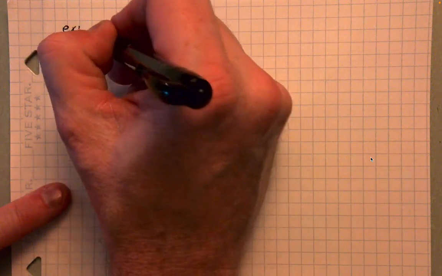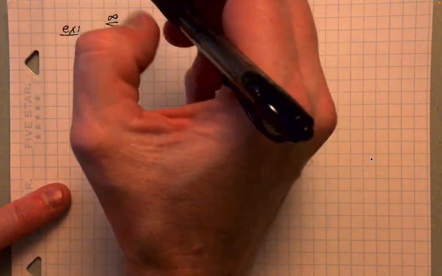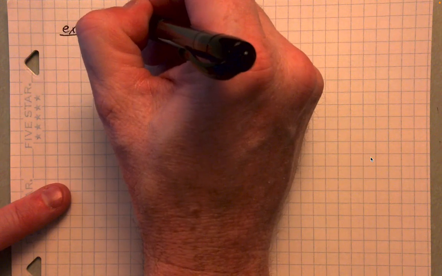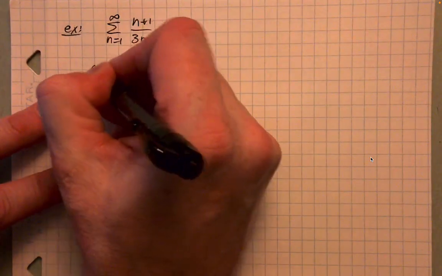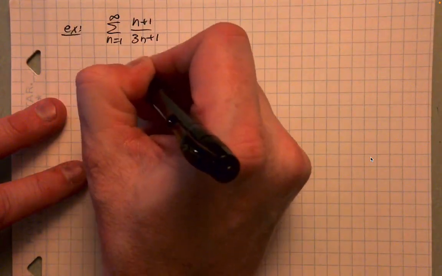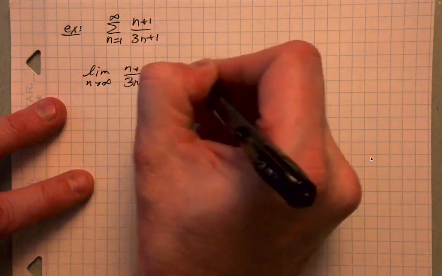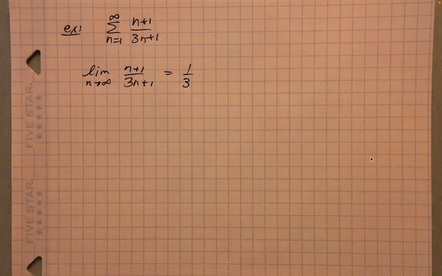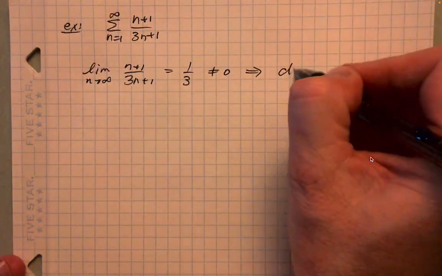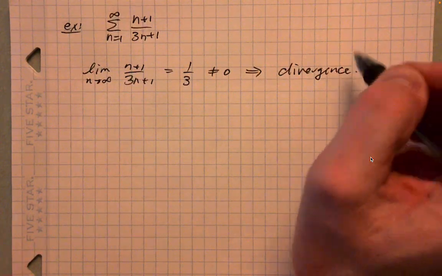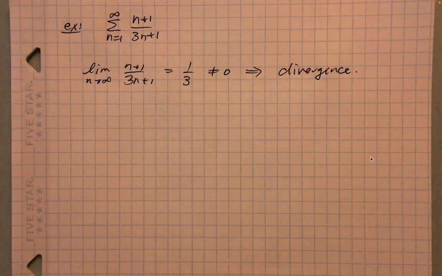The first one we want to look at is the sum from n equals 1 to infinity of n plus 1 over 3n plus 1. The question is, does this converge? Here's where the nth term limit can come into play really quickly. Notice that the limit as n goes to infinity of n plus 1 over 3n plus 1 is equal to 1/3. It takes a second to check. This is not 0, and so that's going to imply divergence. That's just the nth term limit test.